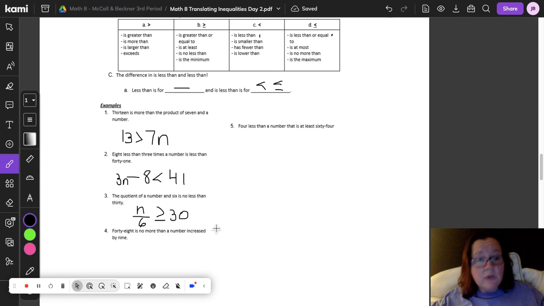Okay, we're going to do 2 more on this. Our next one is 48 is no more than a number increased by 9. So we're going to start on this side with our big number, 48 is no more than, let's look up here, no more than, right here. So we've got less than or equal to, no more than, a number, that's our variable, increased by means we're going to add 9. 48 is no more than a number increased by 9.